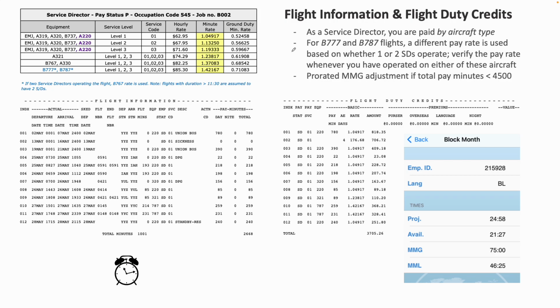There is a very important note here for 777 and 787 flights. There are two potential pay rates that can be used, and this is based on whether one service director or two service directors operate that flight. For that reason, you'll want to make sure the pay rate that has been given is the correct one whenever you happen to be operating as a service director on a 777 or a 787.